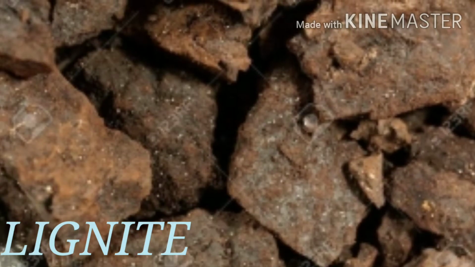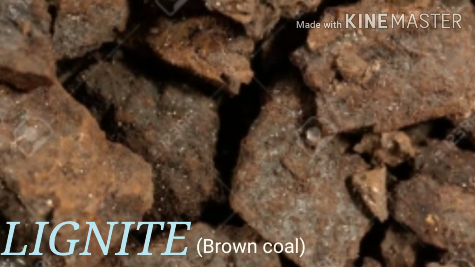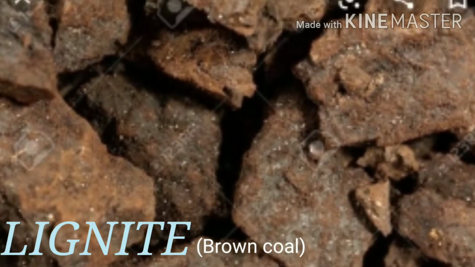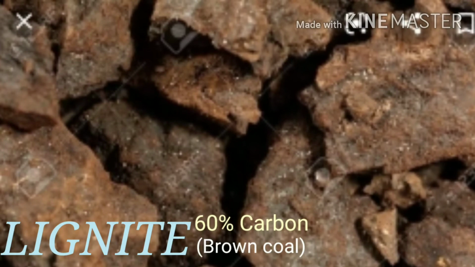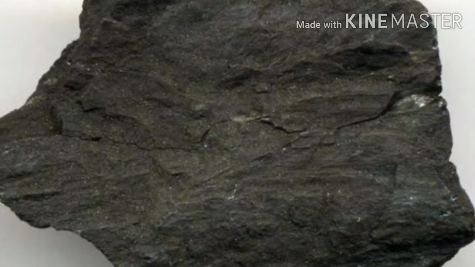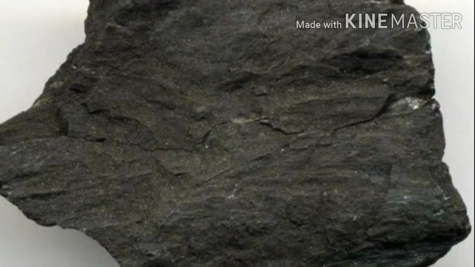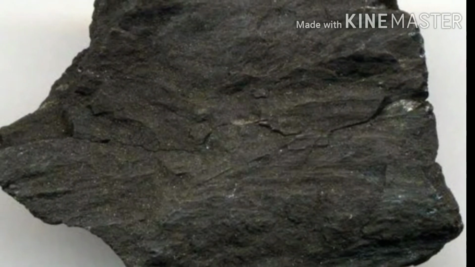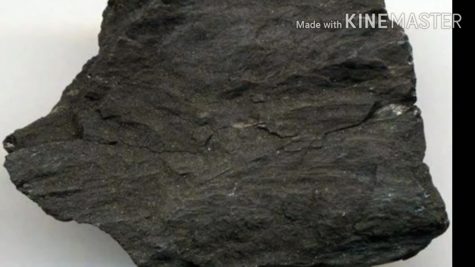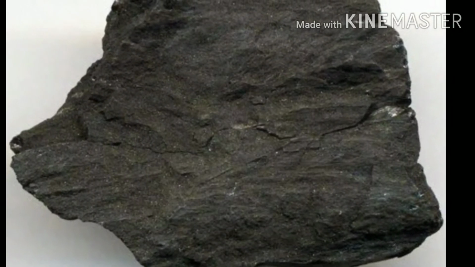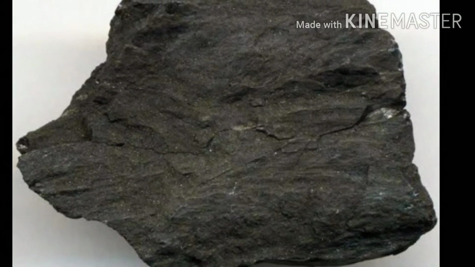Lignite, also known as brown coal. Lignite is lower grade coal and contains about 60% carbon. It represents the intermediate stage in the alteration of woody matter into coal. Its color varies from dark to black brown. It is friable and contains a good deal of moisture and less combustible matter.